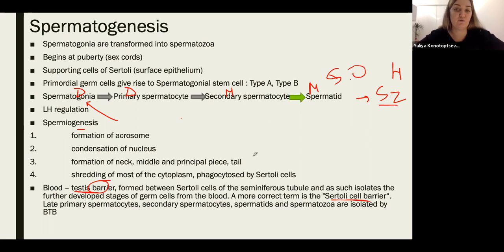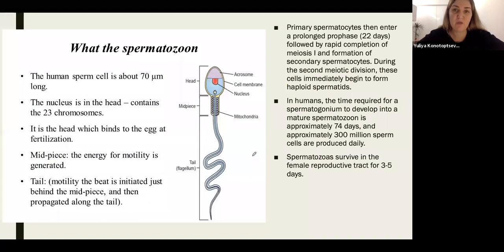Okay, you can see all of the changes here, but let's talk about them on this picture. Get familiar with this picture, or whatever picture we have in the lecture, because for sure they're going to bring it up. Okay, they're going to bring a picture of spermatozoa and point and ask you which area is what.